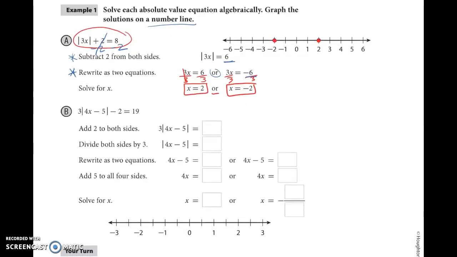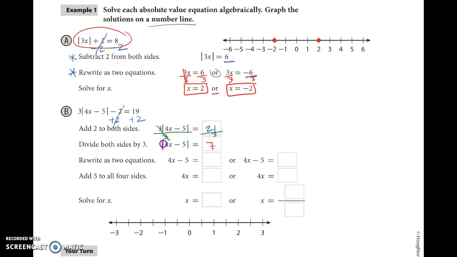Moving on to example 1b, we're going to isolate our absolute value. So in order to get rid of this -2, we're going to add 2 to both sides, and we're going to be left with 3 times the absolute value of 4x minus 5 equals, and then 19 plus 2 gave us 21. To get rid of that 3, because we need to isolate the absolute value by itself, we can divide by 3, and we get the absolute value of the quantity 4x minus 5 equals 21 divided by 3 is 7.